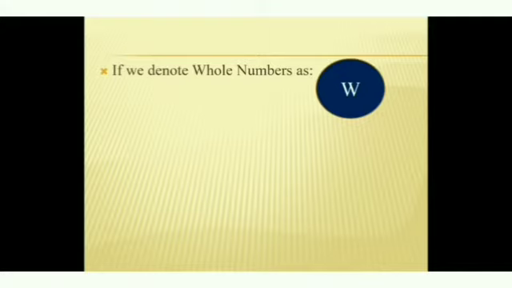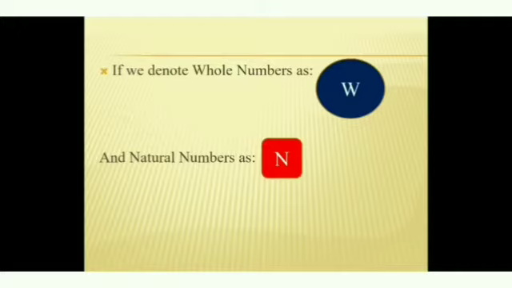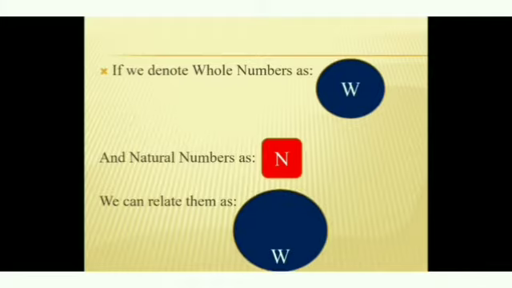If we denote whole numbers as a purple or blue color circle and natural numbers as a red color square, then if I take a relation, I can say that my whole number blue circle has my natural number red square inside it, because yes, all my natural numbers are also included in the whole numbers.